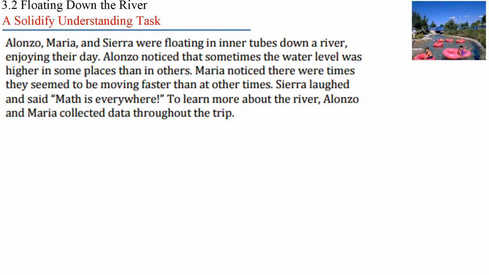Alonzo, Maria, and Sierra were floating in inner tubes down a river, enjoying their day. Alonzo noticed that sometimes the water level was higher in some places than in others. Maria noticed that there were times they seemed to be moving faster than at other times. Sierra laughed and said, "Math is everywhere." To learn more about the river, Alonzo and Maria collected data throughout the trip.